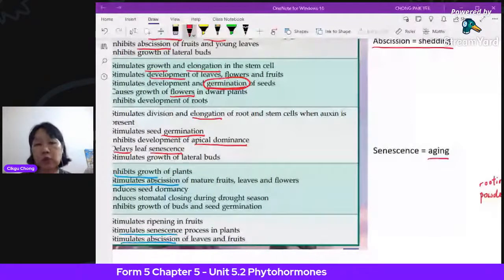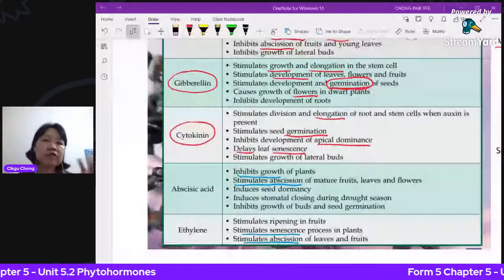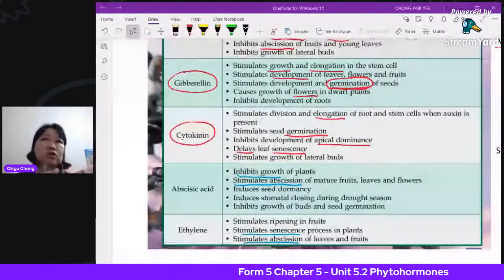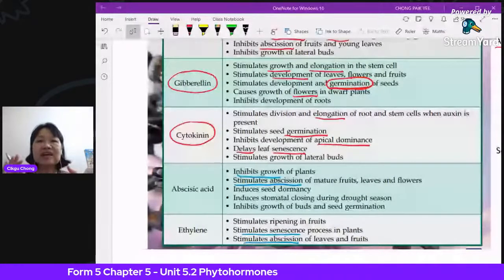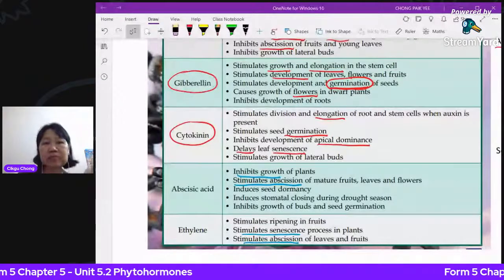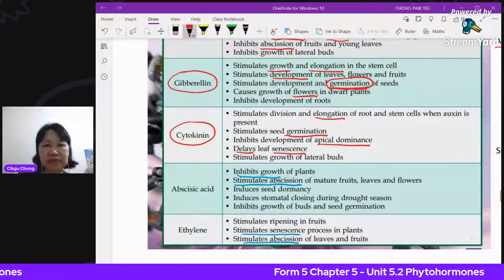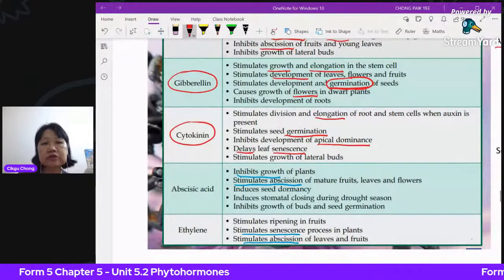Now the other two I don't circle because they have the opposite effect. This has more negative effect. Negative effect means it's related to growing older, or the plant wanting to drop the leaves. It's not stimulating growth. That's why I put it in blue. So these two, I'm going to change the color. I'm not going to put red, so I use blue to make you remember that this has a different effect. This is a different group, a separate group.